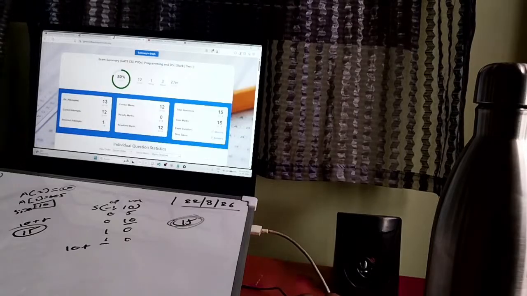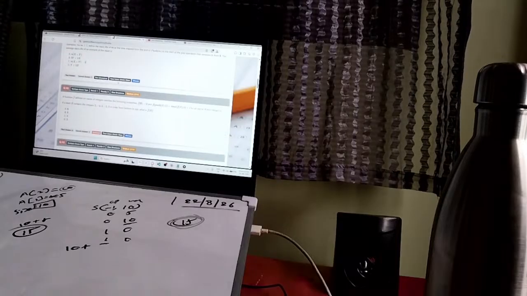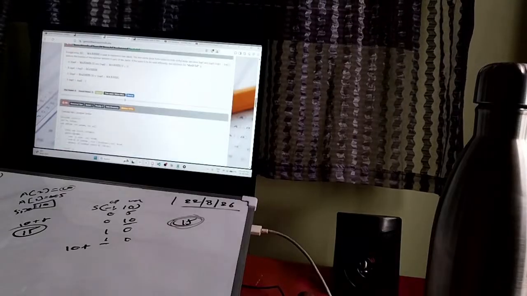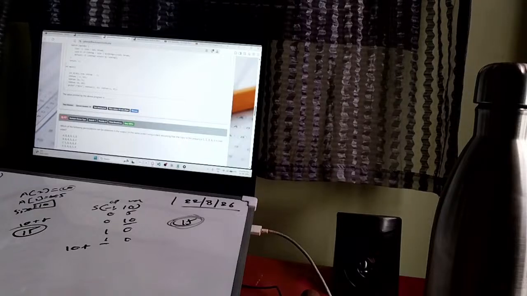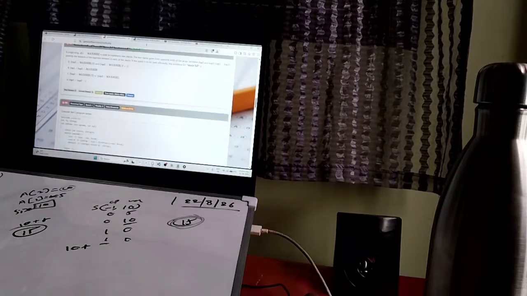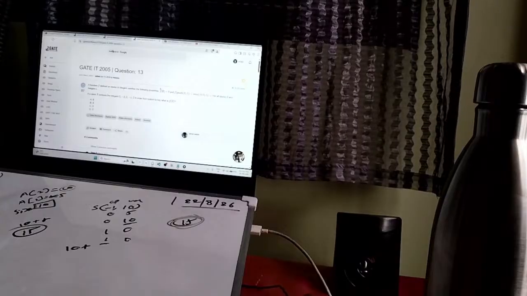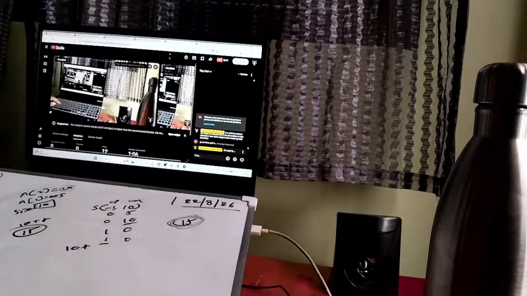So I think I have to work on these 2 questions. Okay, let me work on it right away. This question I have done. This question I need to work on. How many minutes did I consume on this question? I took almost 5 minutes. So it's okay, I just marked it. And see, 225 questions.